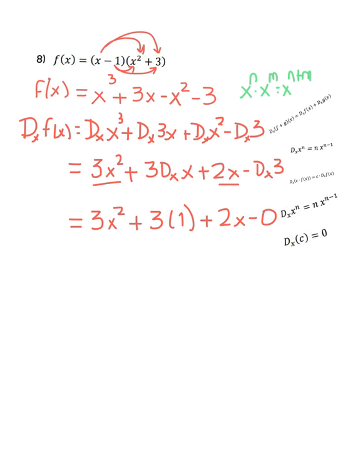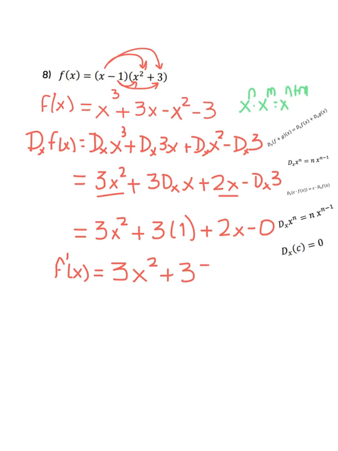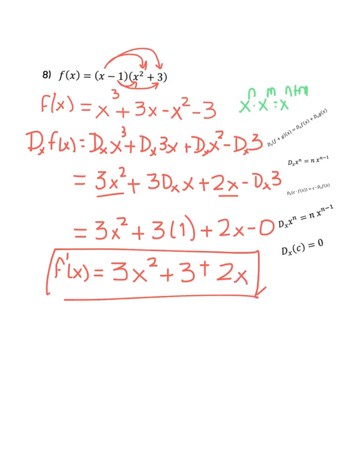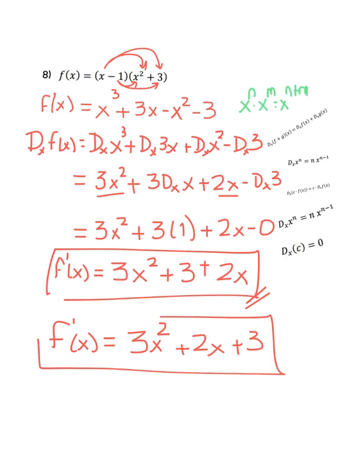And finally, we can say that f prime of x, or the derivative of the function, is equal to 3x squared plus 3 plus 2x. That will be my derivative. If you want to write the polynomial in correct order, this will be 3x squared plus 2x plus 3. Both are equivalent expressions, but this is a polynomial in order.